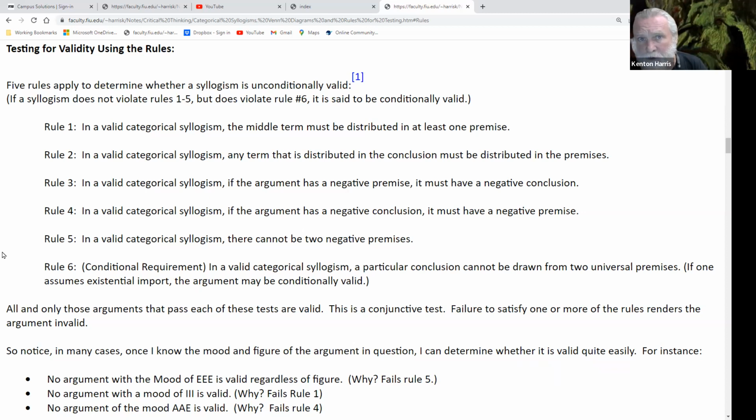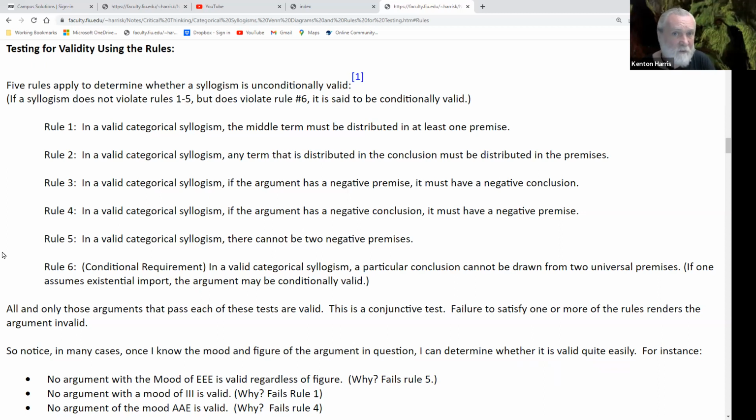It's a violation of rule 6. Now, it's a problem if one is making the hypothetical interpretation of universals. Think about it for a moment. There's no place for the X to come from if I'm starting with two A claims, or with an A and an E claim. They're both universals. There's no place for the X to come from if I'm making the hypothetical interpretation. If I'm making existential import or the existential assumption, that might not be a problem.